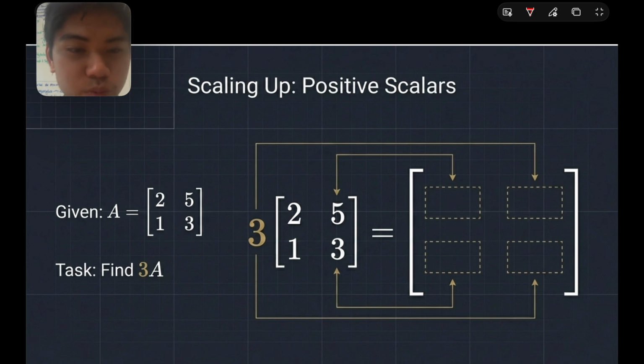Okay, so let's do some worked examples. So given that we have an A matrix shown, we have to find 3A. Okay, so that's how we represent scalar multiplication of matrices. So we put a 3 at the front and then we put our matrix in. So that's going to give us 3 times 2 is 6, 3 times 5 is 15, 3 times 1 is 3, 3 times 3 is 9.